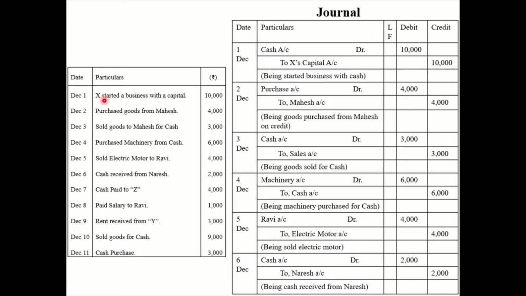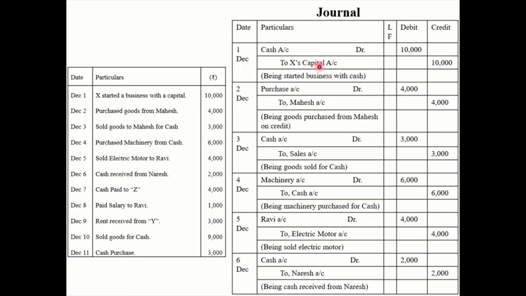First transaction is X started a business with a capital of rupees 10,000. First step of journal entry is we have to identify which two accounts are involved in this transaction: capital and cash. First of all, we have to write down the date, 1st December. Cash account and X capital account. Cash account is a real account. Rule of real account is debit what comes in. Here cash is introduced, meaning cash is coming into the business. That's why cash account is debited with rupees 10,000.